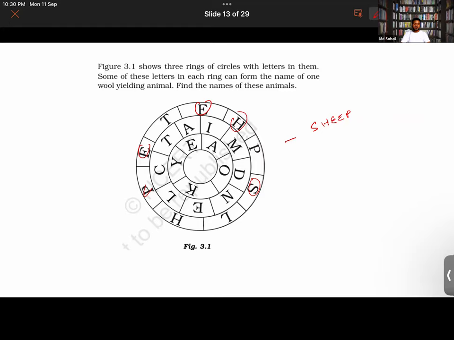It's an animal that can drink many liters of water at the same time, and has got two eyelids. Camel. Camel, exactly. Okay. And there's one more. This one's very simple. It has got long hairs. Yak. Exactly, yak.